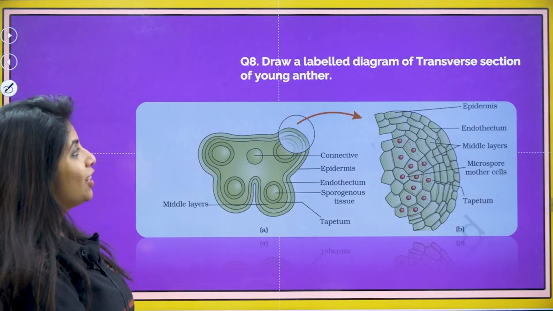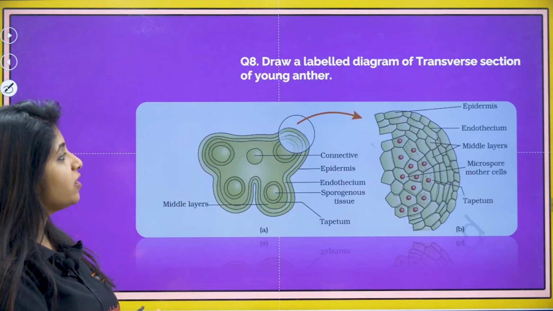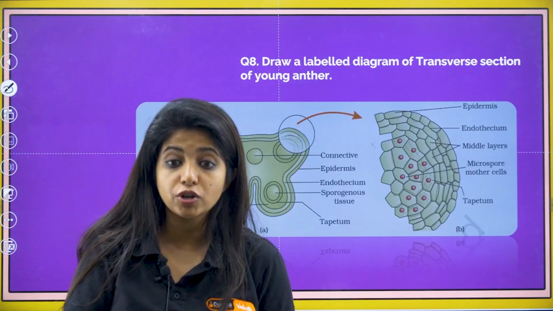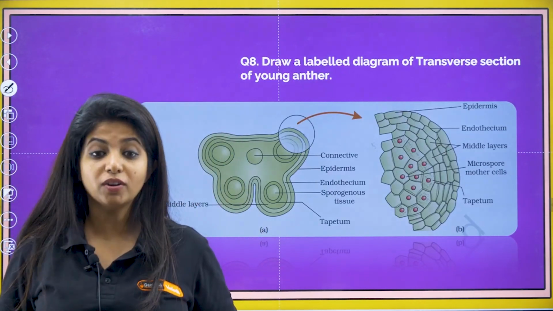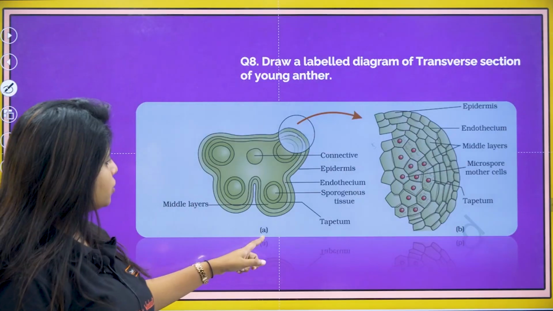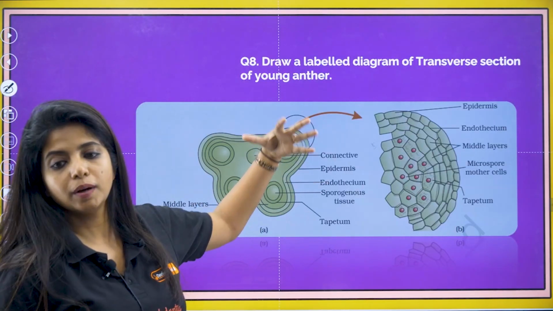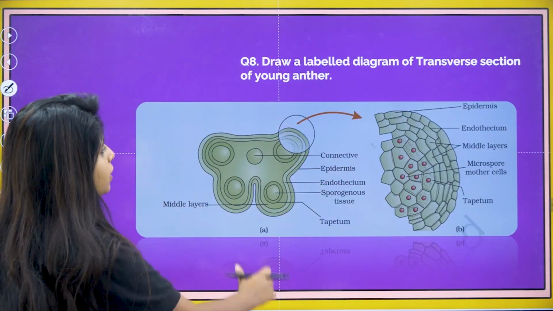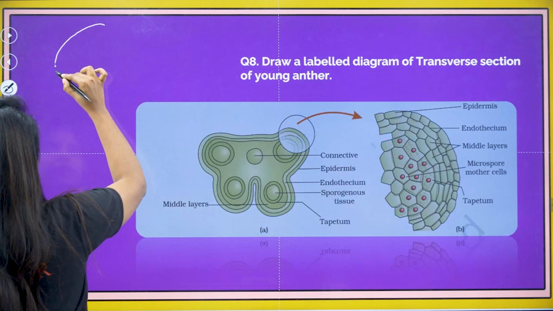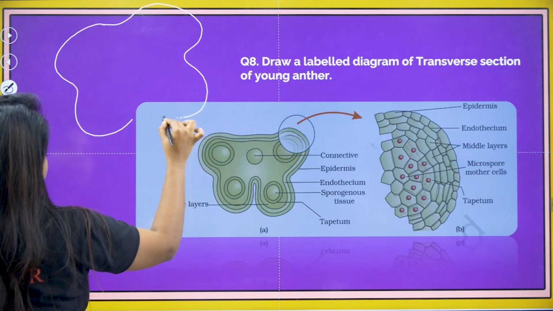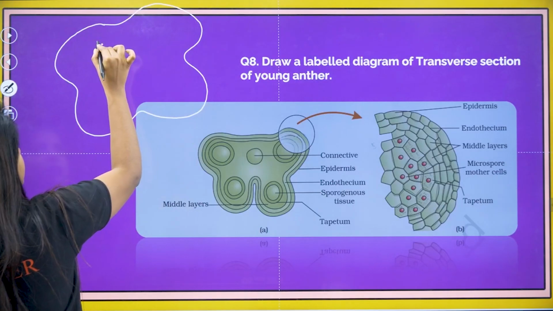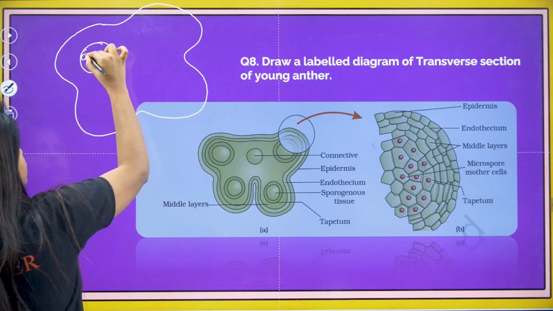Okay, and draw a labeled diagram of a transverse section of a young anther, my dear children. Transverse section of young anther, that is, you're cutting the anther like this, and you're looking from the top. How does it look? So, you have to draw that structure. This is the structure, but you have to draw it properly. Okay, so how do you show it? So, again, this is the anther. Draw it properly, okay? As of now, I'm not drawing that great. So, over here you have this sporogenous tissue.